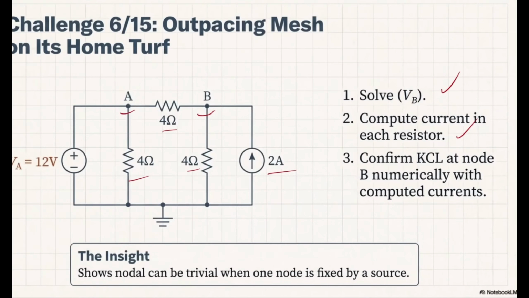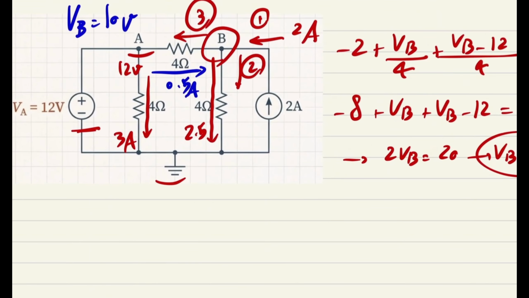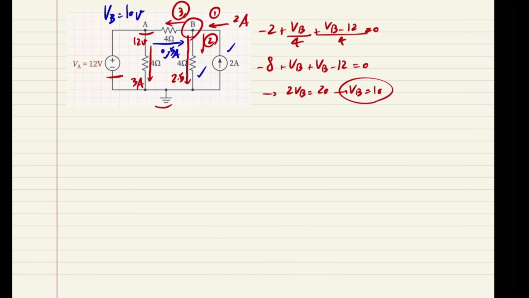So that's everything. And confirm KCL at node B numerically with the computed currents. We just did it, right? We do have 2 amps, we do have 2.5, and we just found the 0.5. So everything is going to be settled and right.